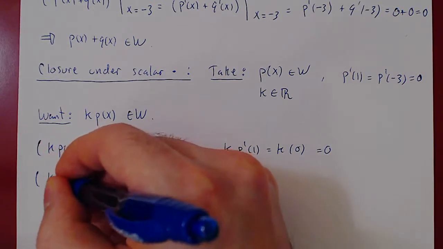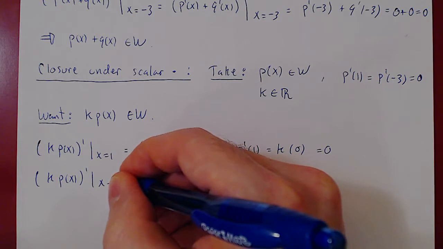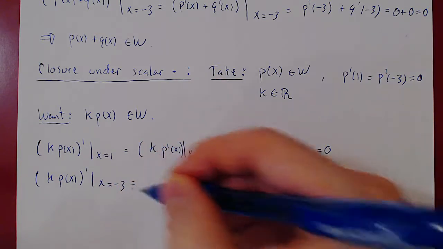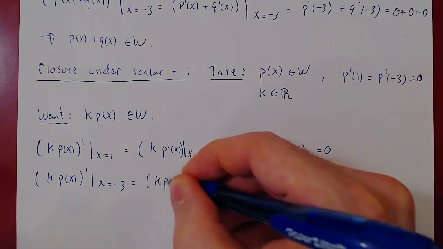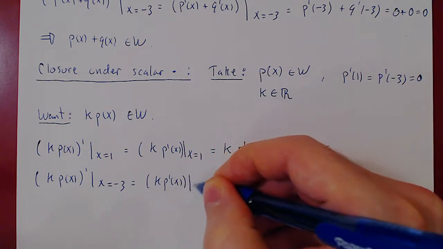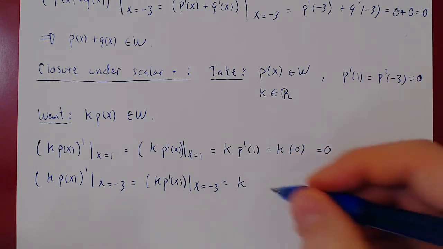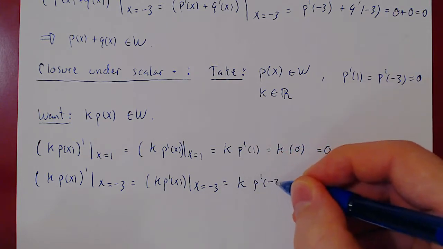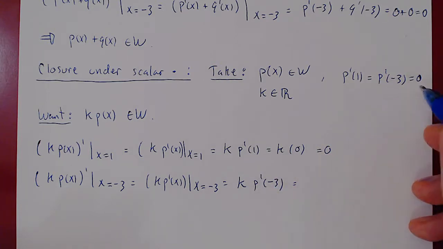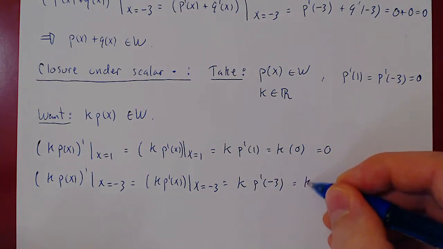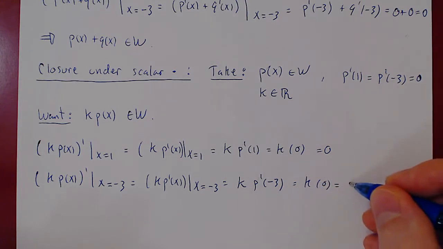Let's check that the same is true for x equals negative 3. The derivative of k p of x, as we have said before, is k times the derivative of p of x. And now we evaluate at negative 3. k is always k as it is a constant, times the derivative of p at negative 3. By assumption, negative 3 is a critical point of p, and so it's equal to 0. We get k times 0. And again, for any real number k, k times 0 is 0.